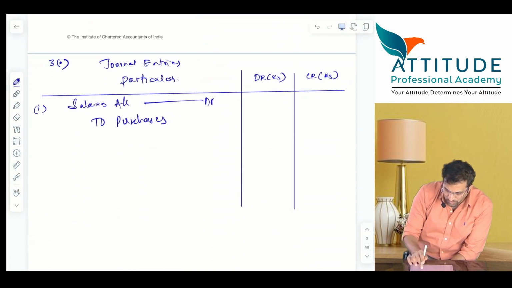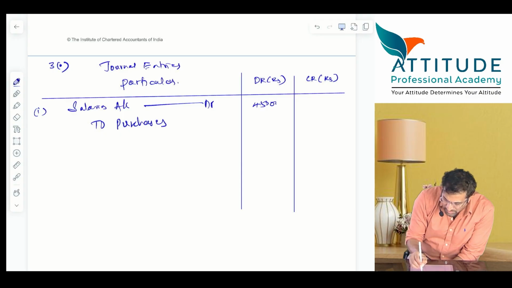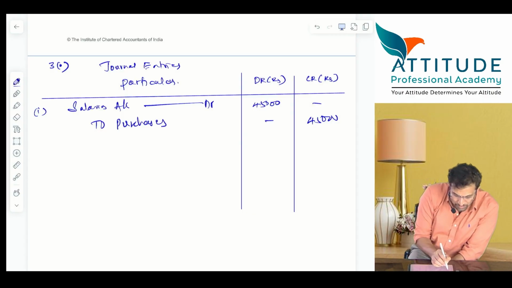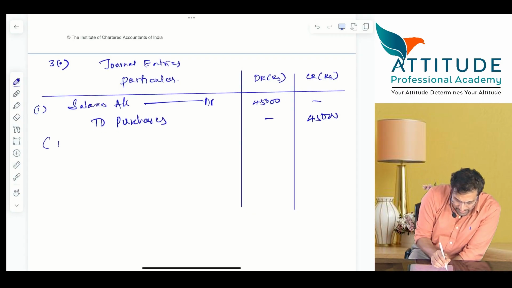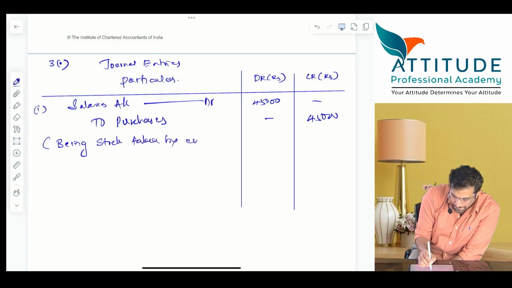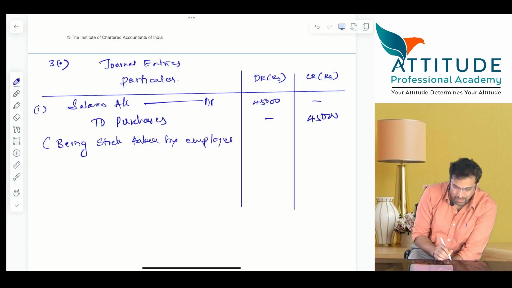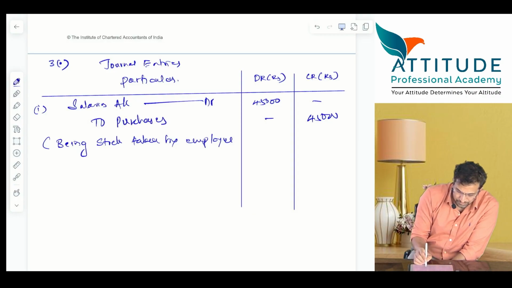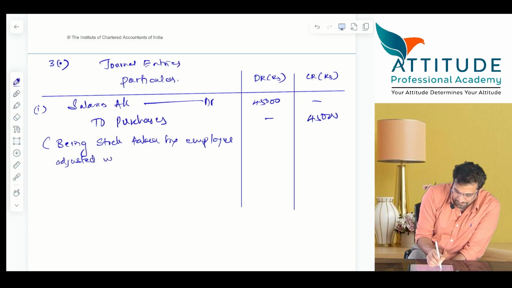So fast. 45,000. 45,000. Simpler? Correct hai? Yes. Who is going to write the narration? Being stock taken by employee. Adjusted with his salary.